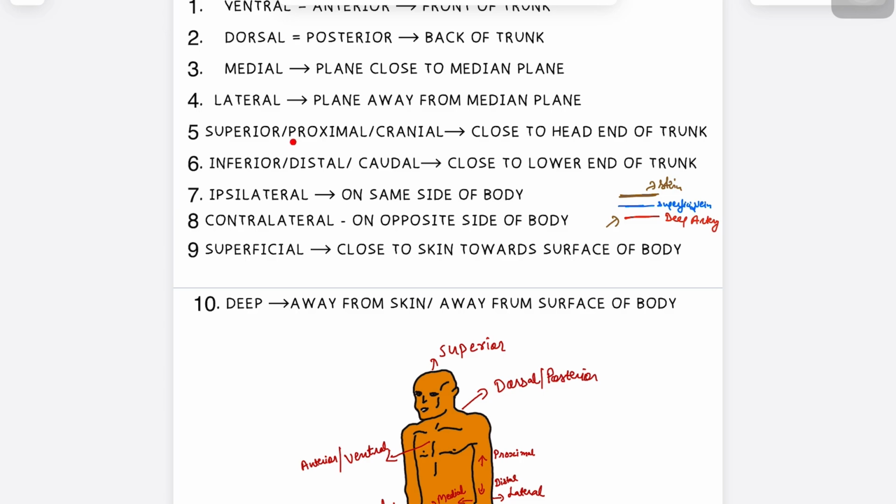Then fifth is superior, and another name is proximal or cranial. When it is closer to the head, it is called superior, and when it is away from the head, it is called inferior or lower part. Upper is equal to superior, proximal or cranial. When it is lower, then inferior, and opposite to proximal is distal, cranial to caudal. Cranial is another name for our brain, so here is our brain, the cranial cavity. And caudal is a primitive name which is used for the tail.